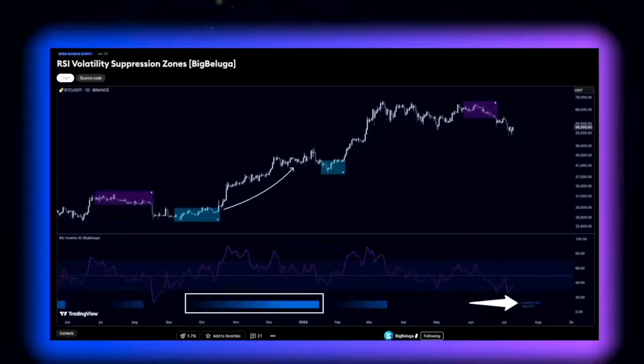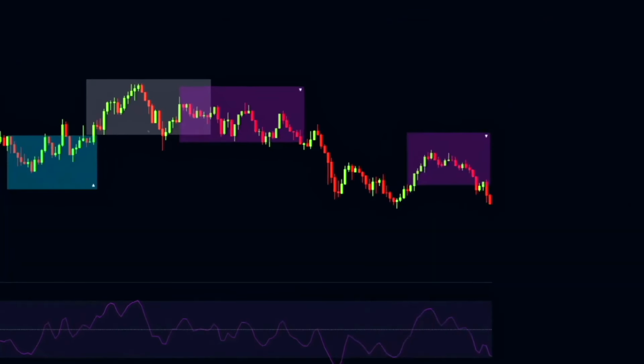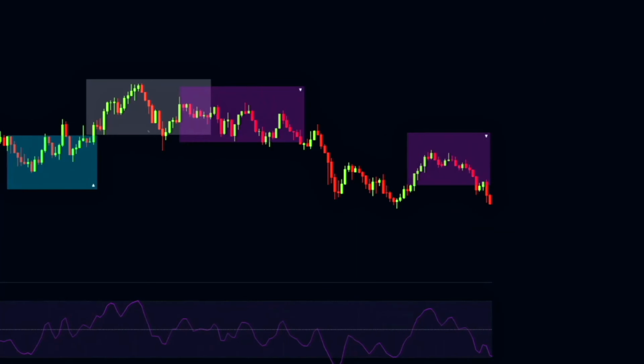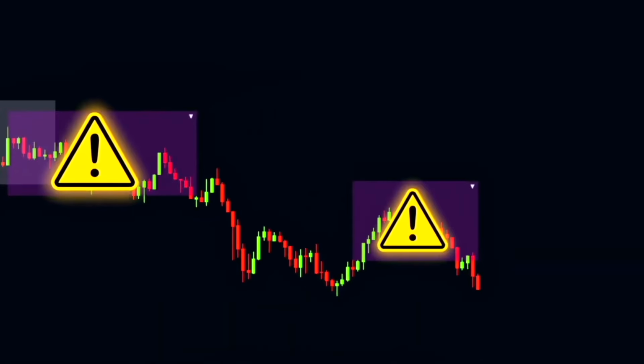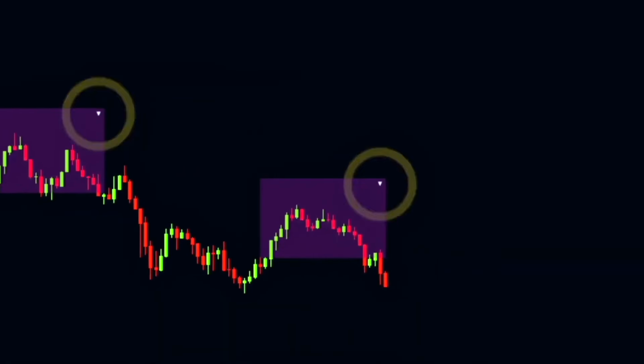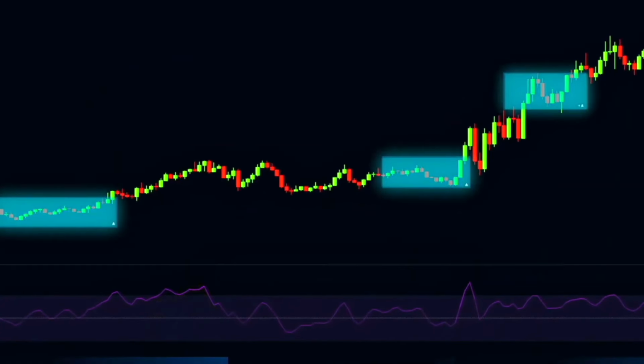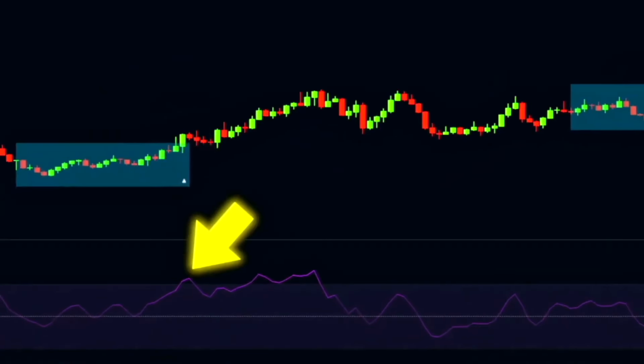Next, the RSI volatility suppression zones. This is not just another indicator, it's your guide to mastering market moves. It highlights consolidation zones where the market's coiling up for a big shift. When RSI reacts to these zones, it's go time. A breakout from a suppression zone with RSI climbing confirms real momentum, not a fake out.